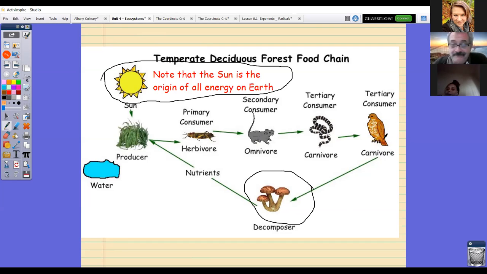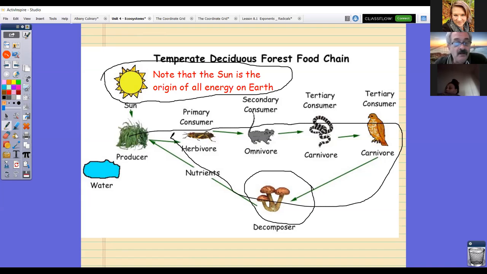Because death, your body just, ashes to ashes, dust to dust. Have you ever heard that term? So the body decomposes, makes nutrients, and the nutrients go back into the producer. So that energy that came from the sun is going to do a full circle. That's one of the things that you have to understand about a food chain.